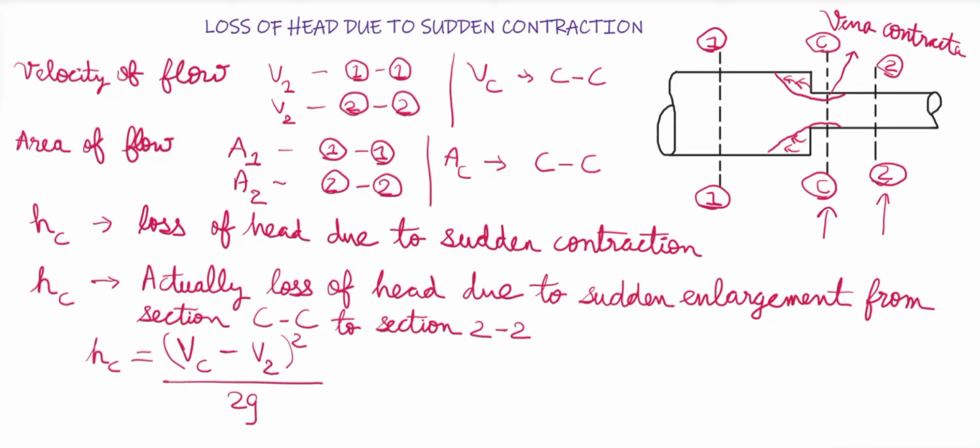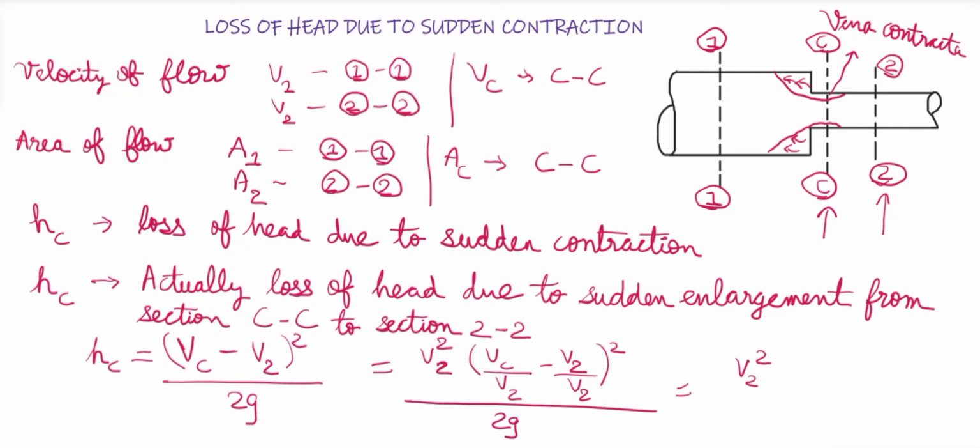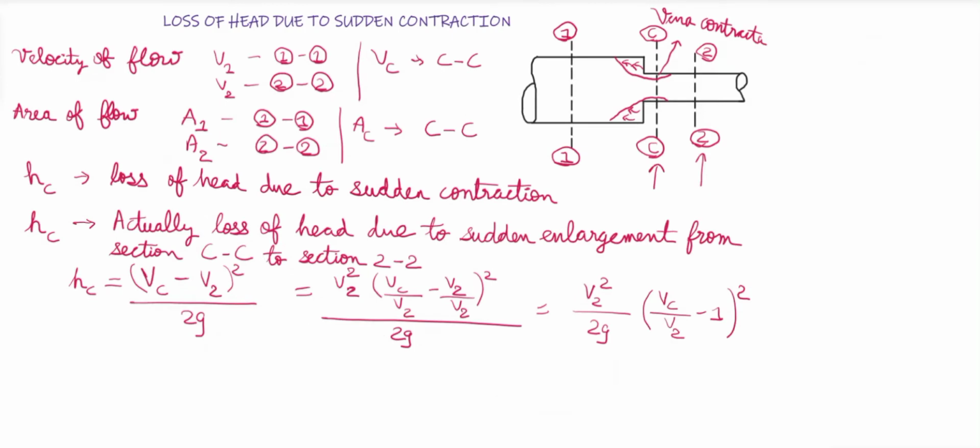Now let me take V2 square by 2g common. As I take it common, I will have to divide by V2. So it will be V2 square by 2g into (VC by V2 minus V2 by V2) whole square, that is, V2 square by 2g into (VC by V2 minus 1) whole square. From the continuity equation, we can write AC VC is equal to A2 V2. Therefore, VC by V2 will be equal to A2 upon AC.